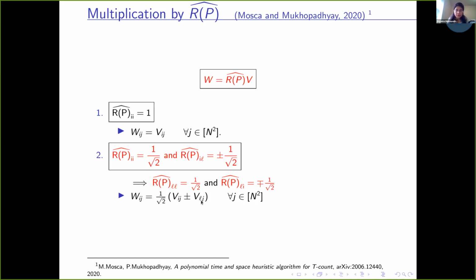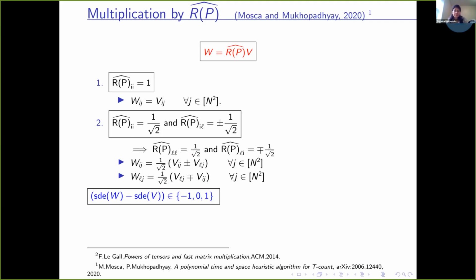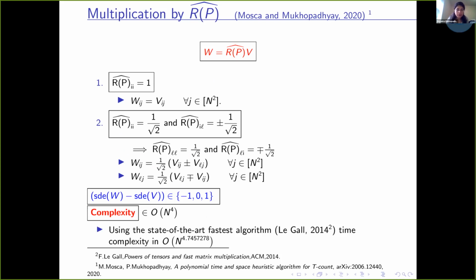Then the ith row of W will be equal to the sum of the ith row of V and the lth row of V, multiplied by a constant 1 by root 2. And the lth row of W will be equal to the difference of the lth row of V and the ith row of V, multiplied by 1 by root 2. Thus it implies that the STE of W can differ from the STE of V by at most 1. And the complexity of this multiplication operation is order n to the power 4. In comparison, if you had used the state-of-the-art fastest matrix multiplication algorithm, for example, the one given by Le Gall, we would have had a complexity of n to the power 4.75 at least.